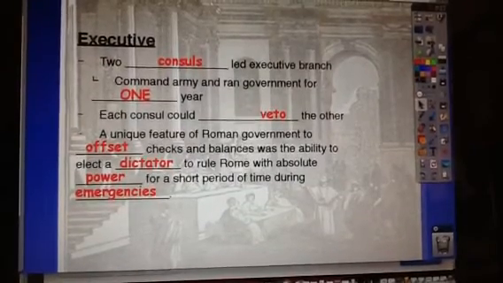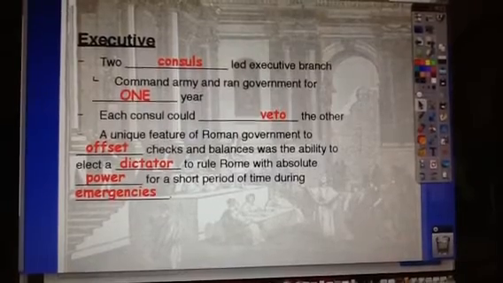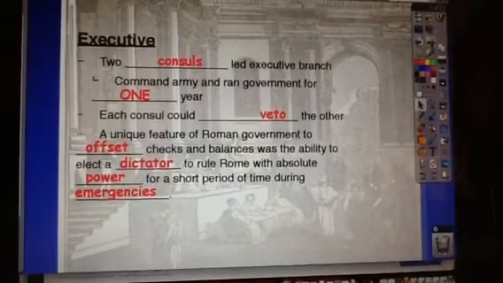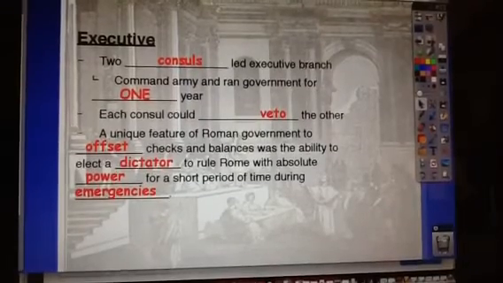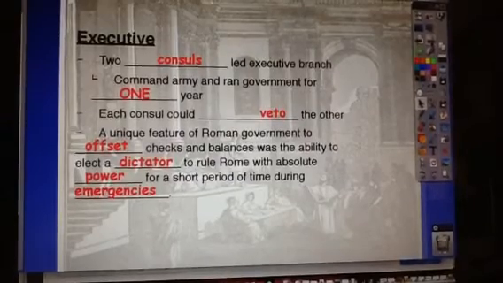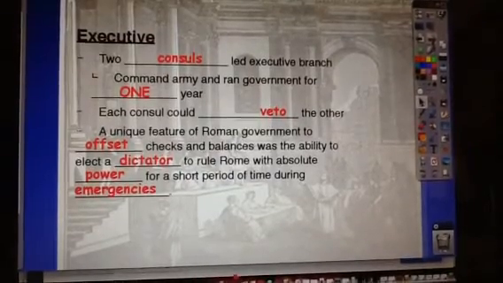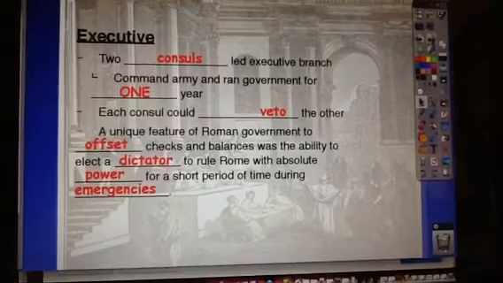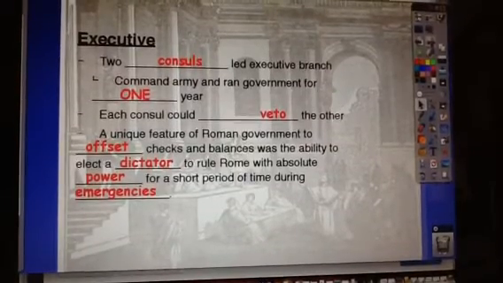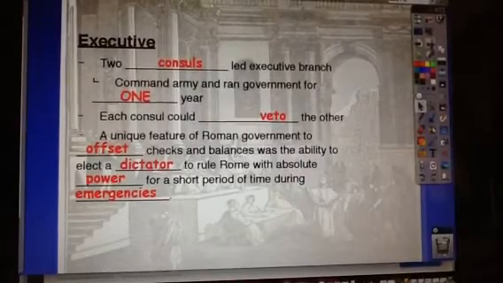A unique feature of Roman government to offset checks and balances was the ability to elect a dictator to rule Rome with absolute power for a short period of time during emergencies. In this government, the idea of a dictator was the first that we've seen in history. So what we know today is to be a dictator in a negative connotation.